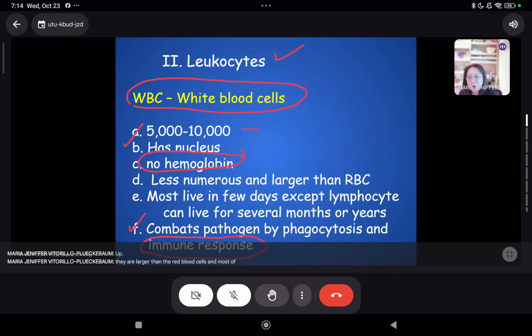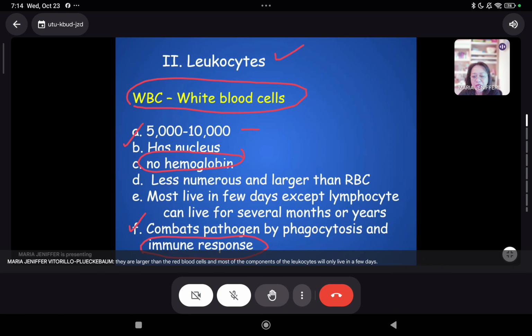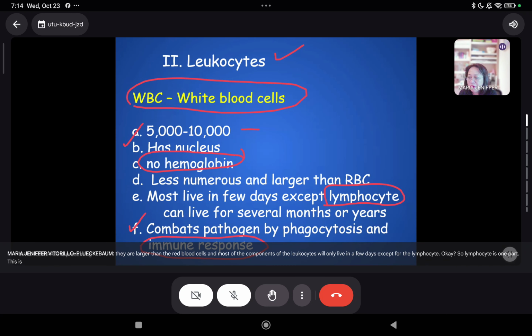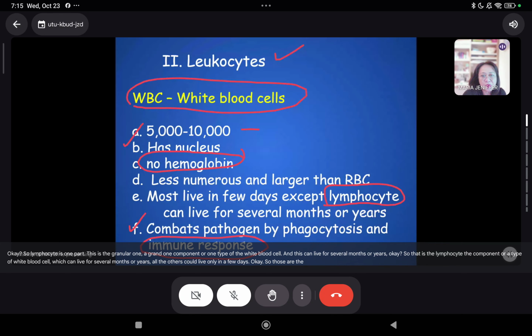Most of the components of the leukocytes will only live a few days, except for the lymphocyte. Lymphocyte is one type of white blood cell, and this can live for several months or years. All the others could live only a few days. Okay, so those are the leukocytes.